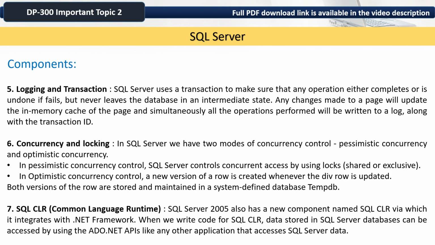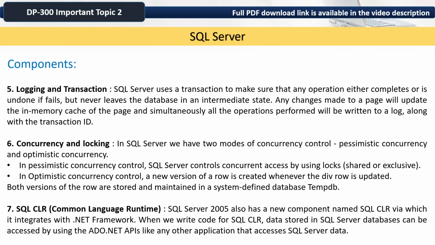Sixth, we have concurrency and locking. In SQL Server, we have two modes of concurrency control: pessimistic concurrency and optimistic concurrency. In pessimistic concurrency control, SQL Server controls concurrent access by using locks. In optimistic concurrency control, a new version of a row is created whenever the row is updated. Both versions of the row are stored and maintained in a system defined database, tempdb.